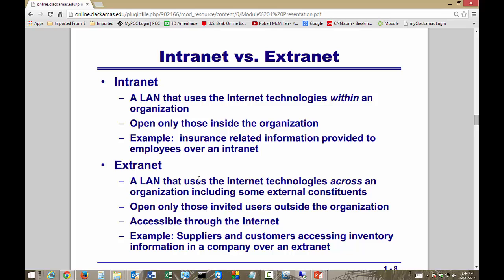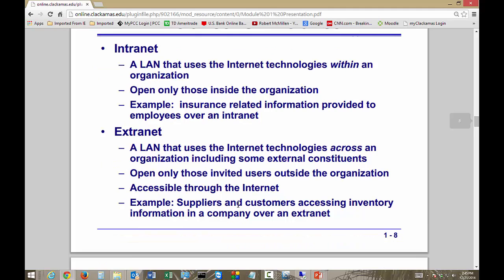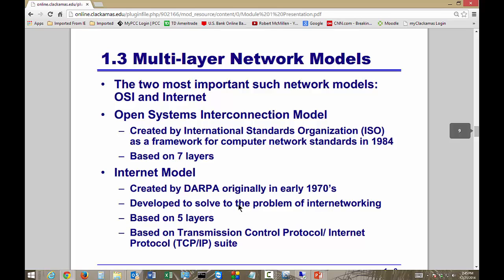An extranet is a little bit different. It's also going to be inside a LAN, but it also allows some external people to connect into it. So say, for instance, you have an intranet, but you also open it up to some customers to log in to check things like stock, inventory, other things like that. That would now be considered an extranet.